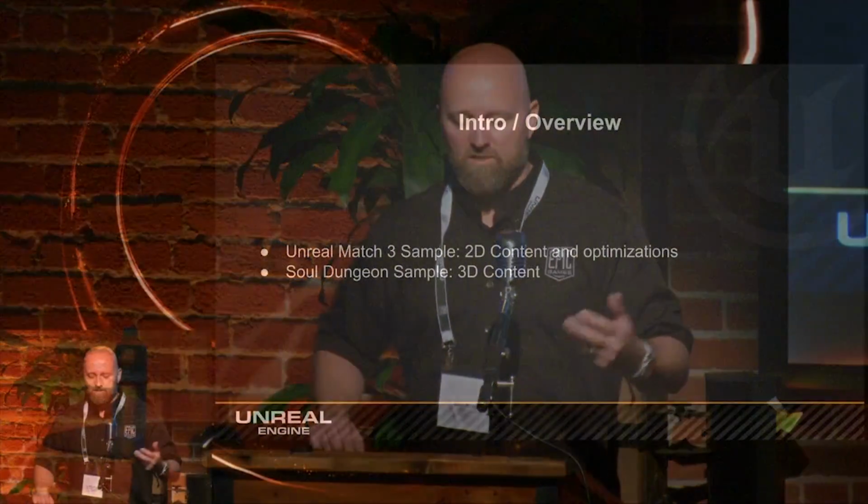I am one of the Dev Relations Tech Artists with Epic Games, and today we're going to talk about authoring and optimizing 2D and 3D content using a couple of different projects. The first one is Unreal Match 3, and the second one is Soul Dungeon. Unreal Match 3 would be more of our traditional 2D style, I'll say low-end type of project, and Soul Dungeon is more of the high-end, where we're using real-time 3D characters and all sorts of fancy material effects, and so on and so forth.